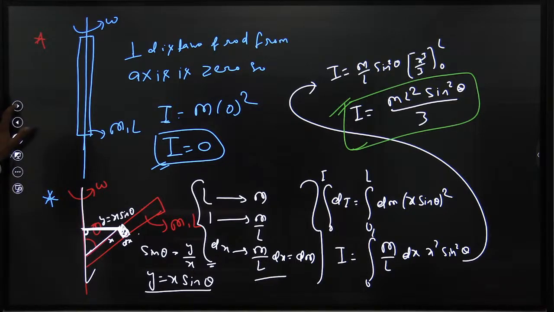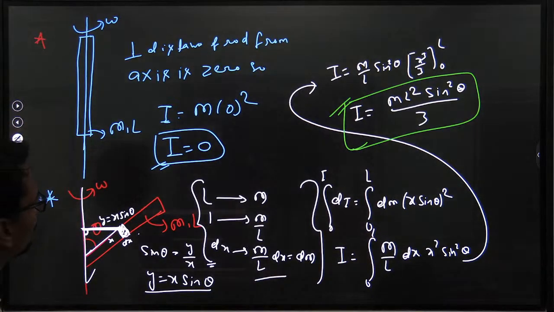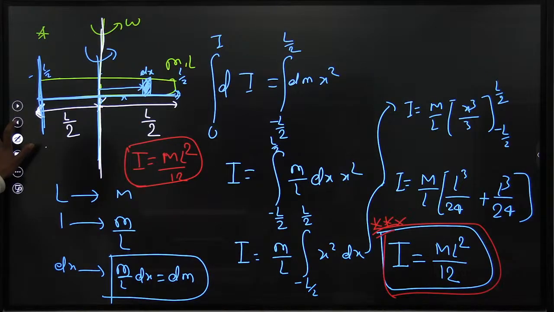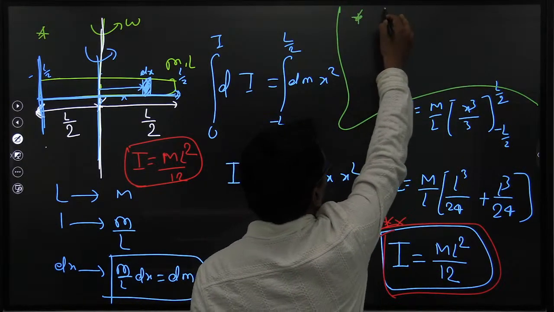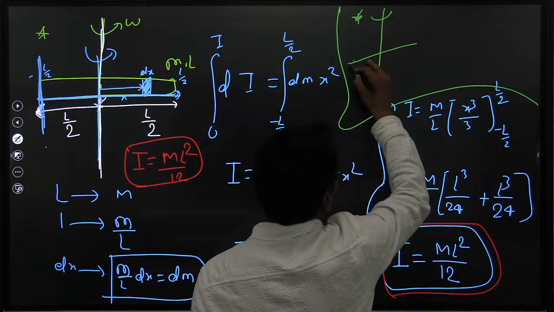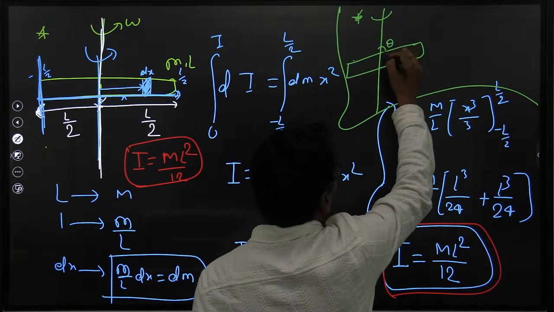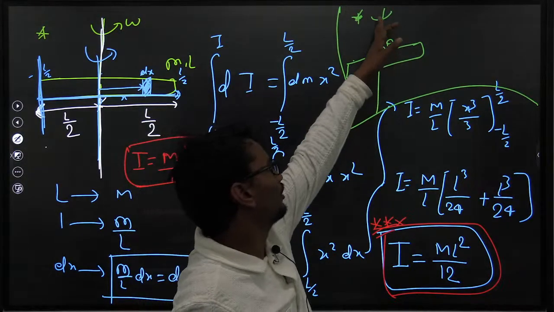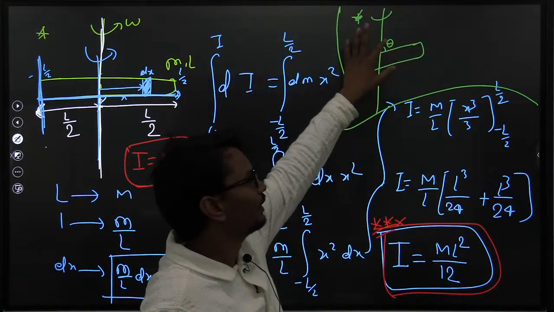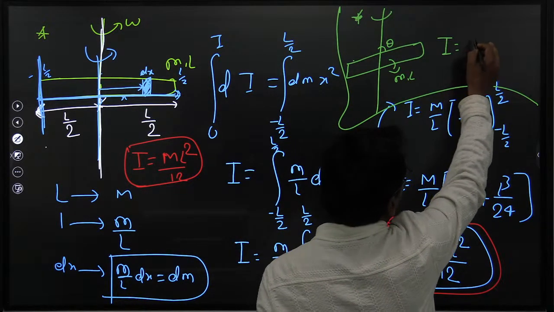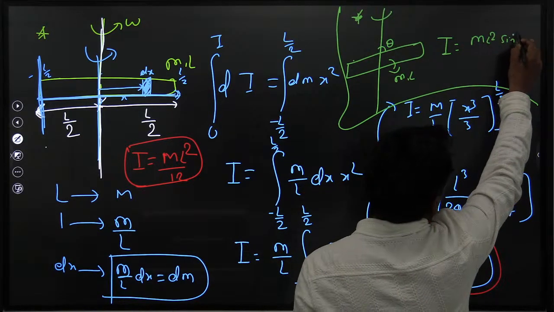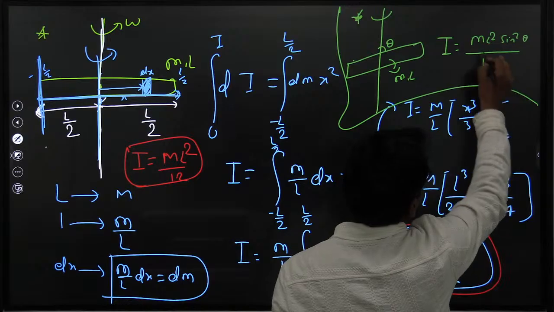And one more case we can try here. Case number 5 is that this is the axis and the rod is making an angle theta and the axis is passing through the center of the rod, and the rod has mass m and length L. Then the moment of inertia of this rod is I is equal to m L squared sin squared theta by 12. Clear?